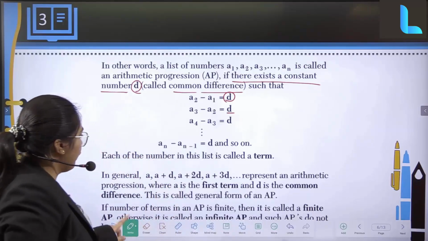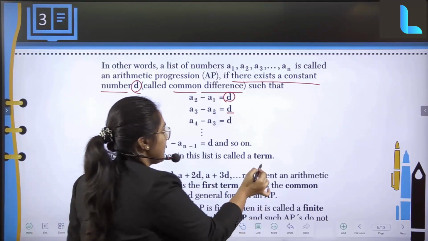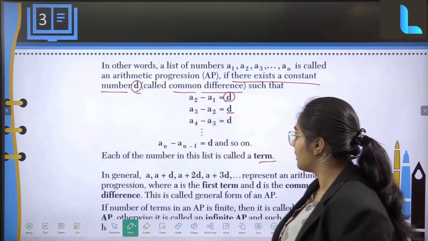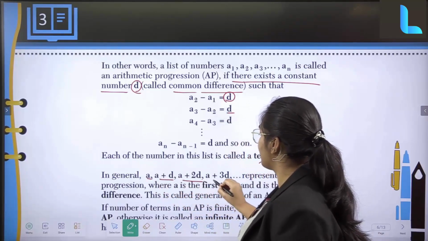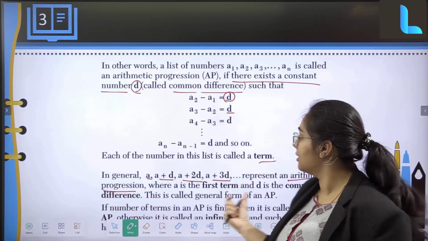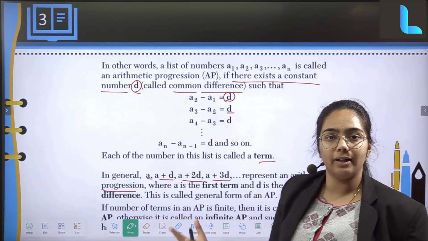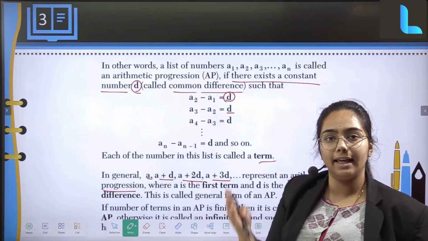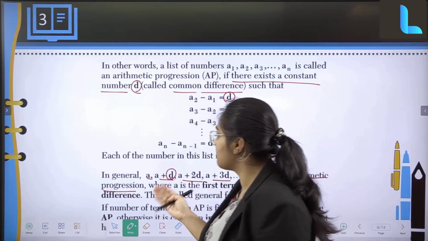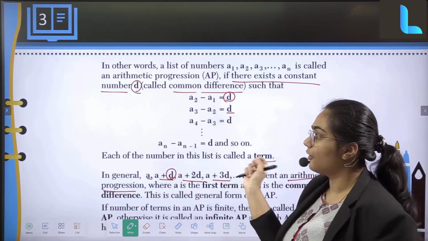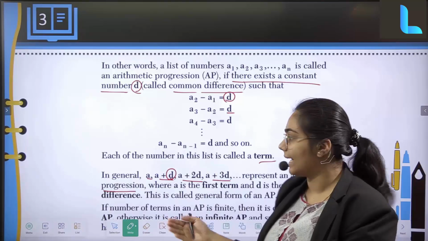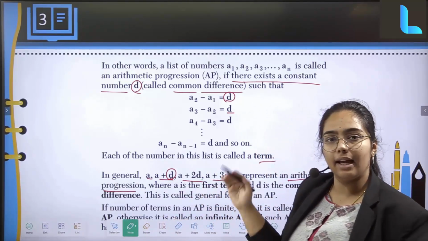Each of the numbers in the list is called a term. As I said, term 2 minus term 1 is going to be the value of it. In general, A, A plus D, A plus 2D, A plus 3D represents the general arithmetic progression. If I ask you the general format of it, it is going to be A, A plus D, A plus 2D. For every term, a common difference has been getting added. As the first slide mentioned, for every term a fixed number is going to get added. That is D, 2D, 3D, and it goes on.